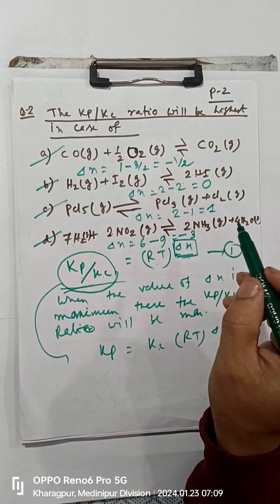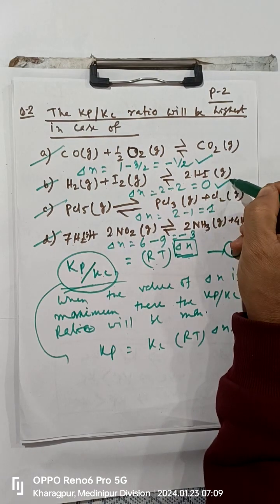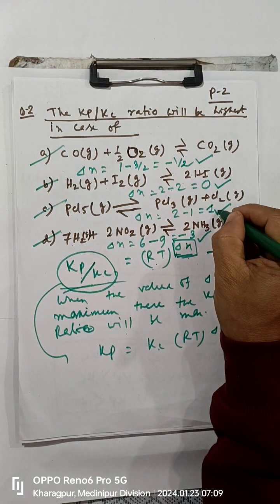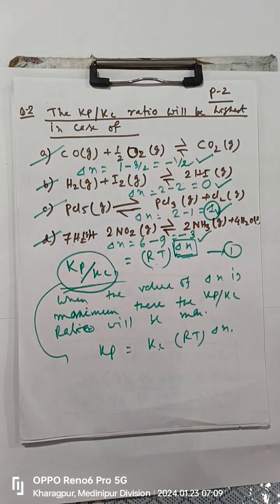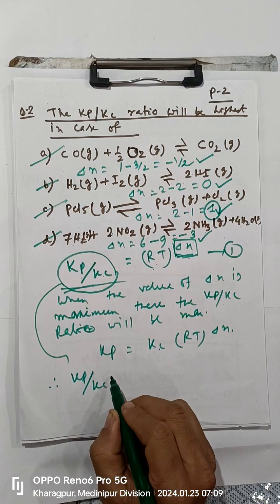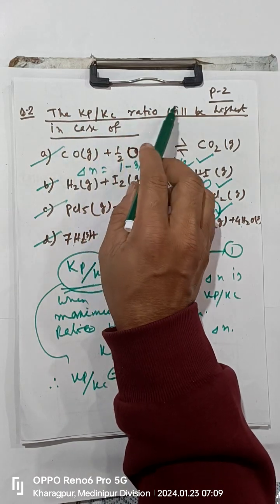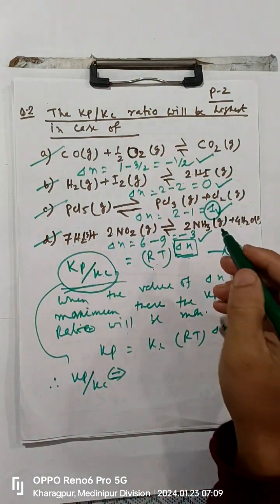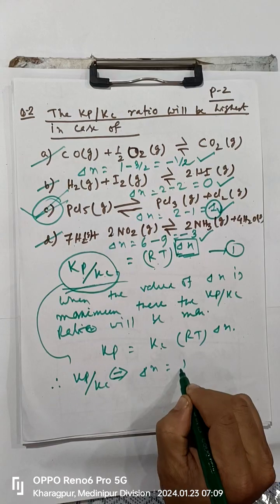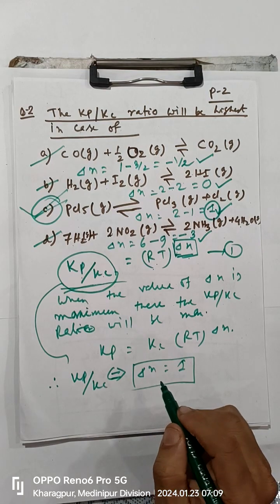So if you see here, the delta n value is different for the four reactions. Here it is minus half, here is 0, here is 1 and here is minus 2. So the highest value from the above four values is equal to 1. Therefore the Kp by Kc ratio will be maximum in the case of option C, where delta n is equal to 1, which is maximum among the given other three examples.